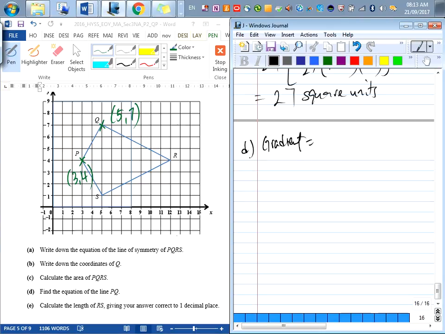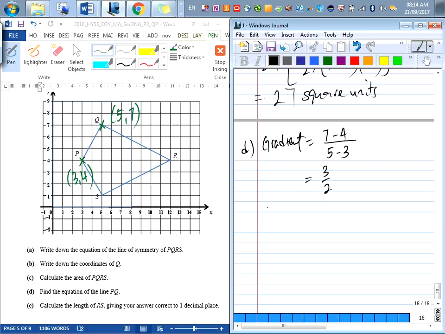Equals to 7 minus 4 over 5 minus 3. So as you are calculating, look at this. Are you expecting a positive or negative gradient? How is it sloping? Up or down? Up. So we are expecting a positive gradient. So our answer should be positive. So 7 minus 4 is 3 divided by 2. Okay, this is a positive number. This is my gradient. Makes sense so far.